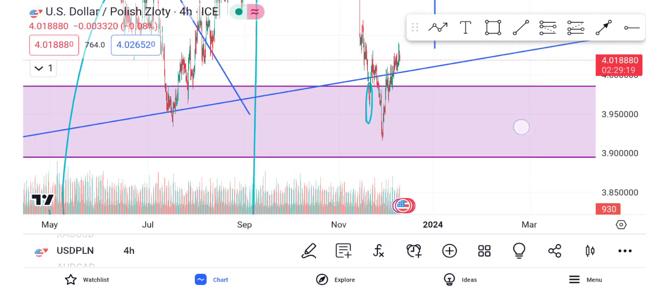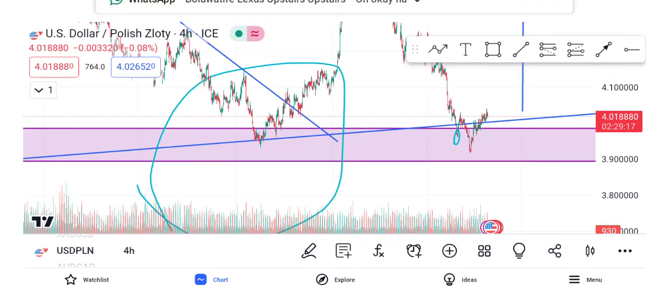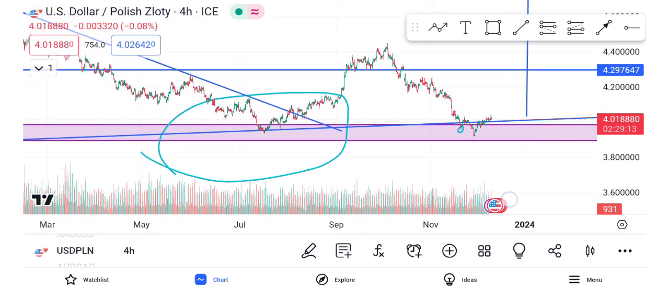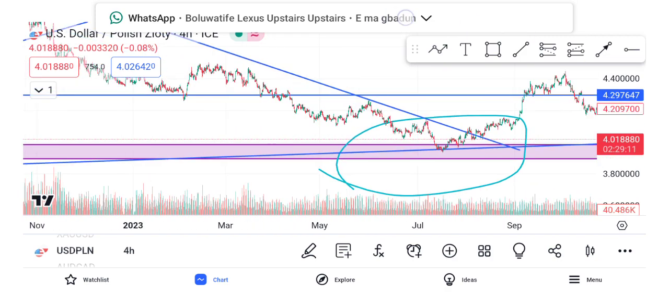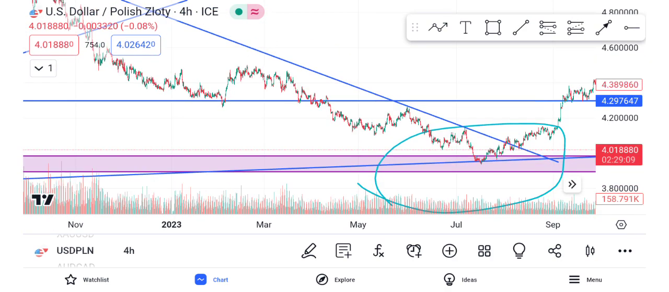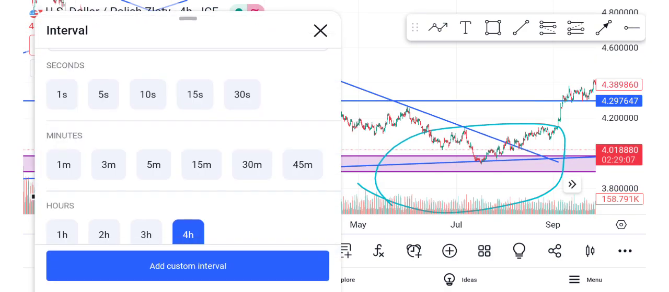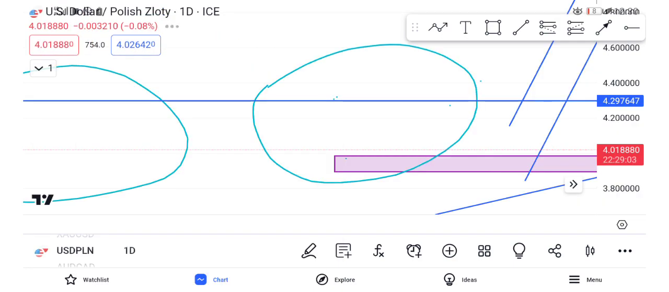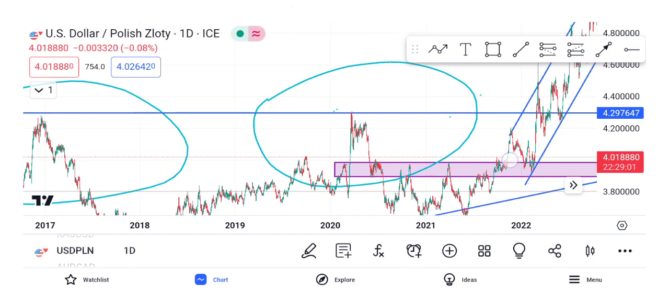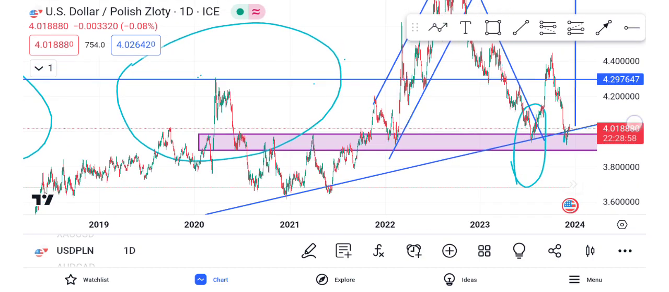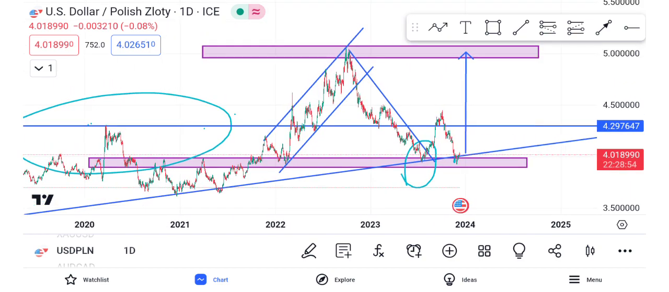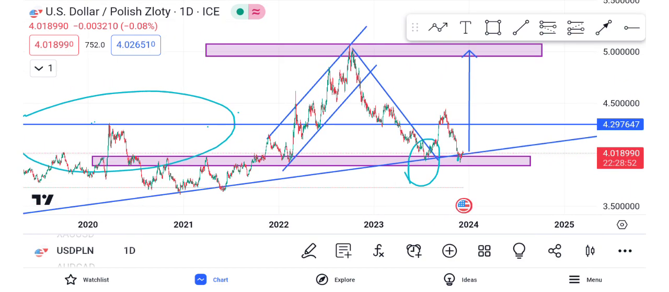So we can switch back to our daily time frame now. So these are our daily time frame.